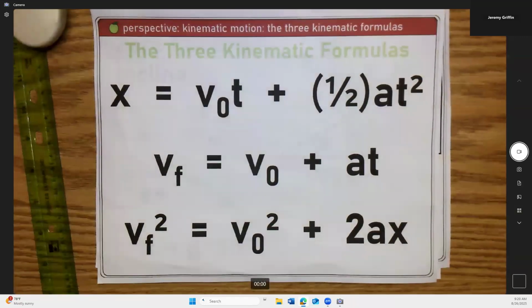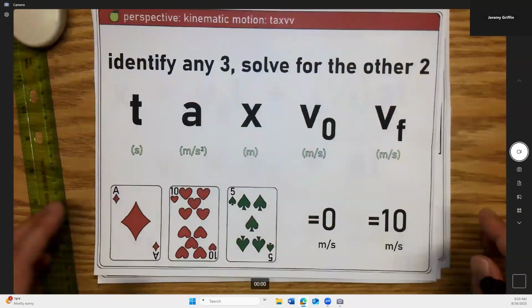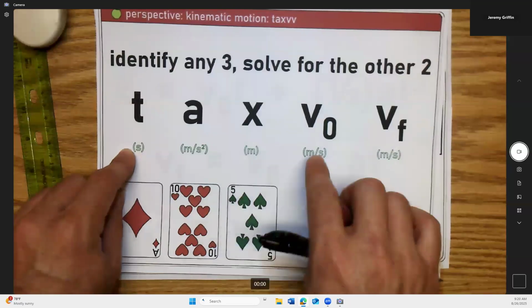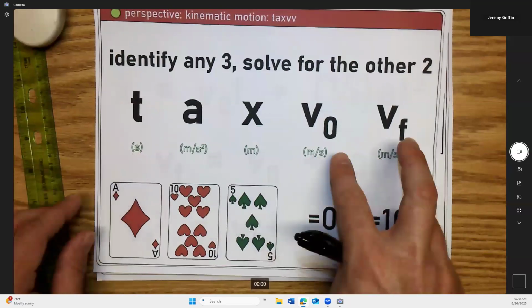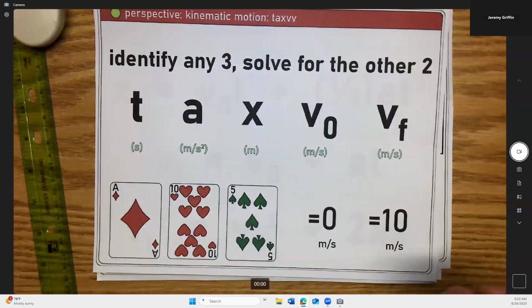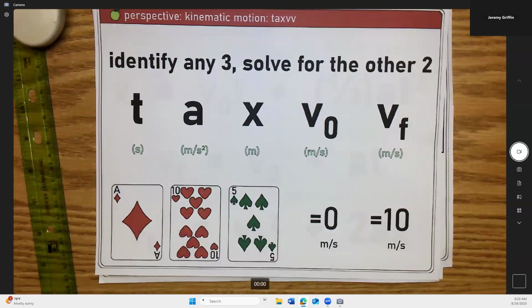So now you have a way to navigate these kinematic expressions. Here's another rule of thumb. Here are your 5 kinematic variables: time, acceleration, displacement, initial velocity, and final velocity, which are instantaneous values. The rule of thumb is if in any physics question you can identify 3 variables, the other 2 become solvable through those 3 kinematic formulas. And I have lots and lots of examples with those.